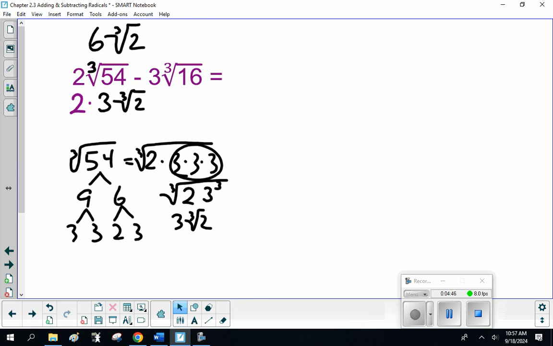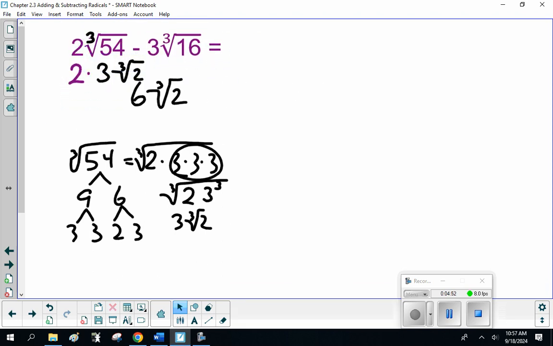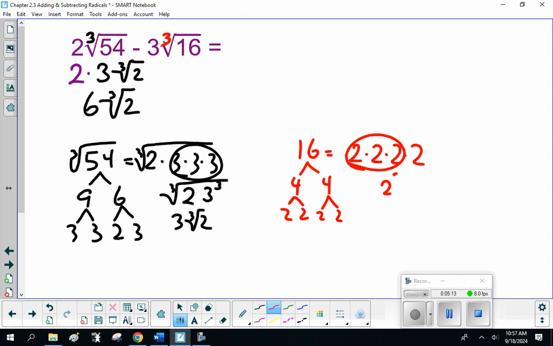Actually, I should rearrange this, give myself a little more space, the advantage of using a smartboard. There we go. So the first term is 6 cube root 2. The second term, 16 is 4 and 4, which is 2, 2, 2, 2. 2 times 2 times 2 times 2 times 2. Now, once again, it's a cube root, so I'm looking for groups of 3. So the cube root of 2 cubed is 2, and I have 1 cube root of 2 left over.